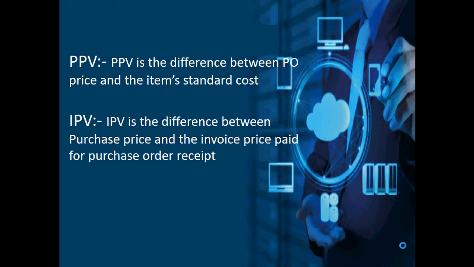So to start with purchase price variance, it's the difference between the PO price and the item's standard cost price. And IPV, that's your invoice price variance, is the difference between the purchase price and the invoice price.